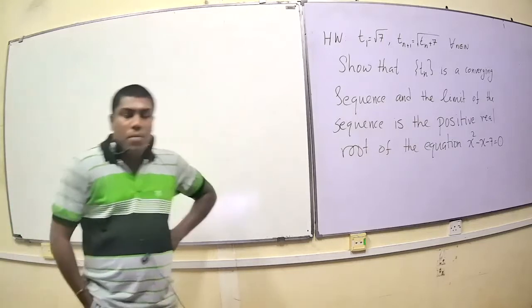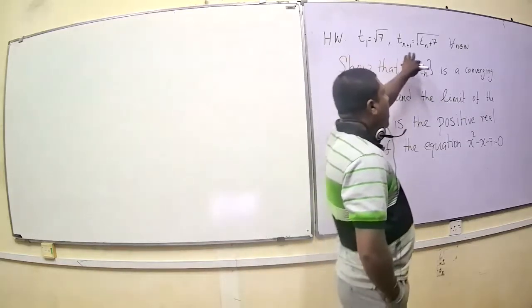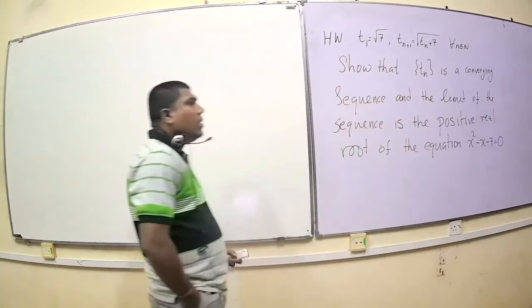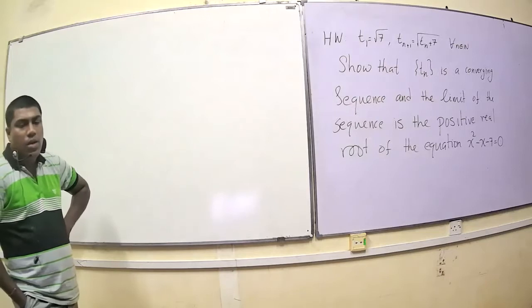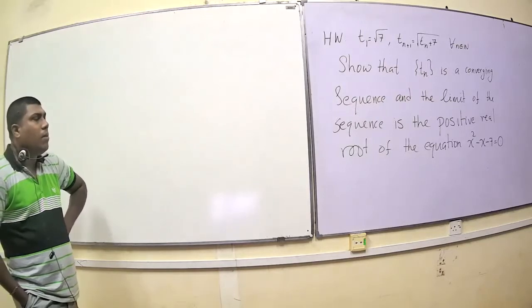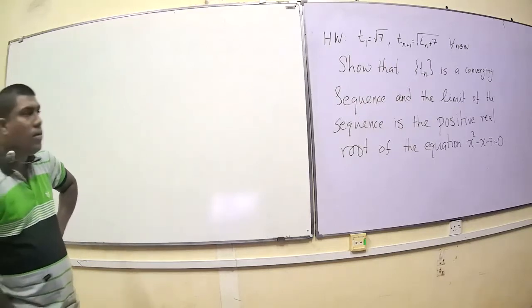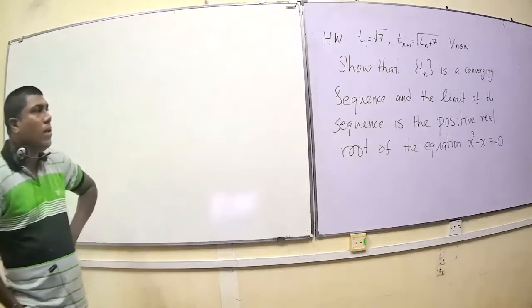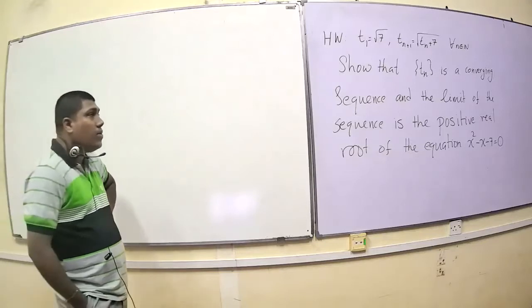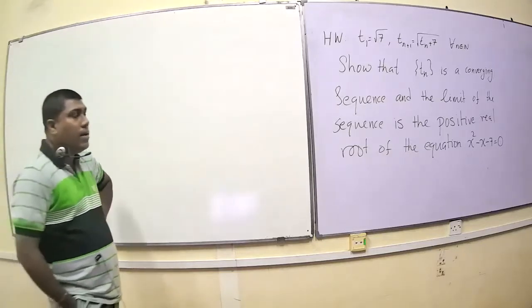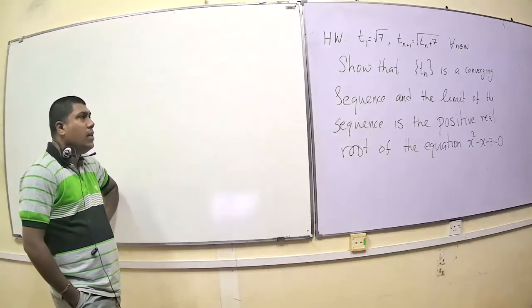So this example is again a homework problem. It's a similar problem. You have an initial value t1, and t_{n+1} is defined as the square root of t_n plus 7. You can see the numbers are increasing: square root of 7, then square root of 7 plus 7, then square root of 7 plus that, and so on. So it is an increasing sequence.